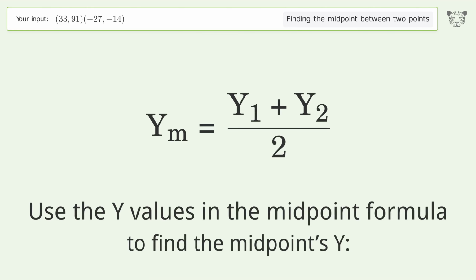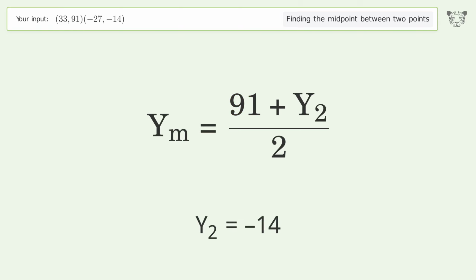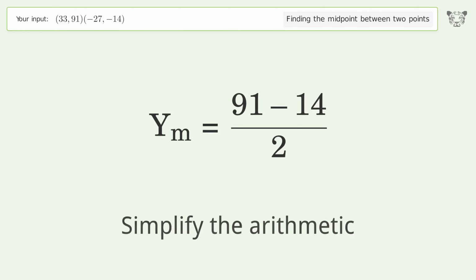Use the y values in the midpoint formula to find the midpoint's y. y1 equals 91. y2 equals negative 14. Simplify the arithmetic.